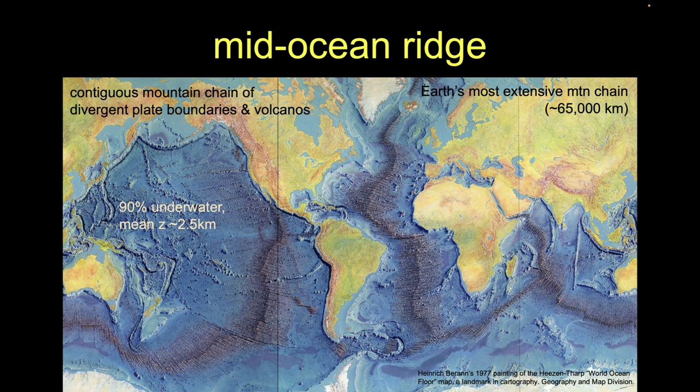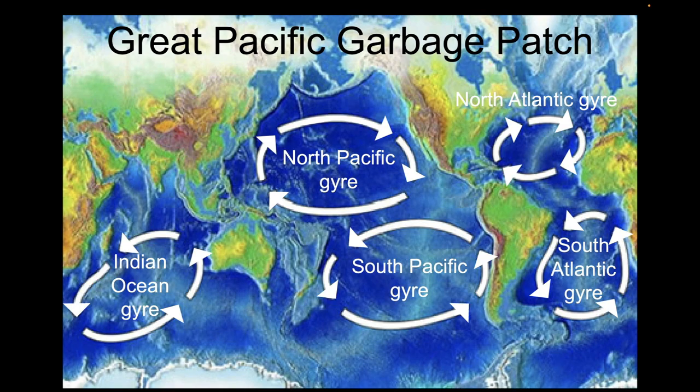And it's mostly shallower than the abyssal plain, which as I mentioned, is about 4 kilometers on average. The average depth of the top of the ridge is about 2.5 kilometers, so it's shallower. We can also talk about some of the management challenges that are created by these geographies.